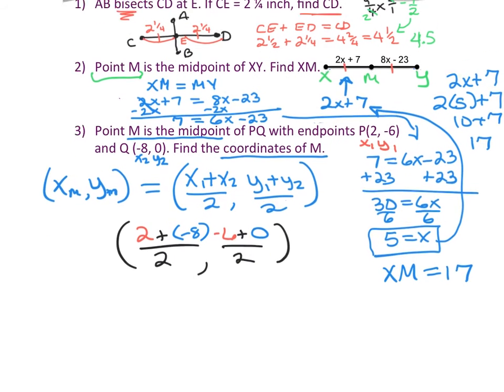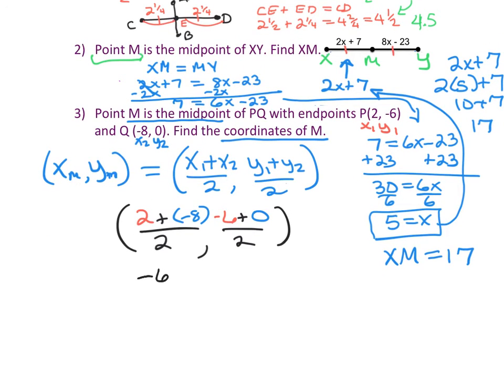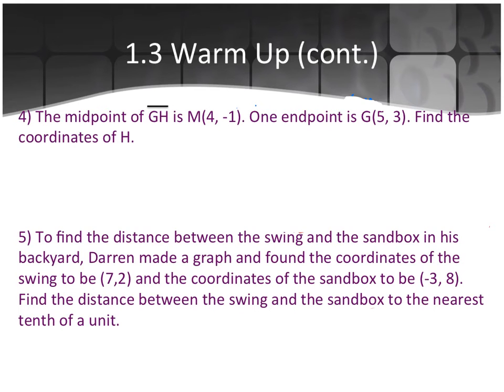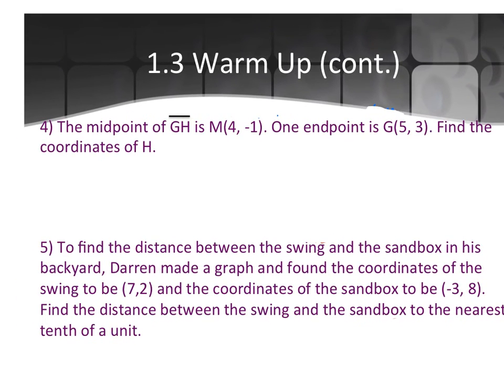And now I'll simplify. I get negative 6 over 2 for the x, negative 6 over 2 for the y. I can divide these, so my ordered pair for my midpoint is negative 3, negative 3. This is the coordinates of point M. On the next slide, it's asking us to find the coordinates of the other endpoint.